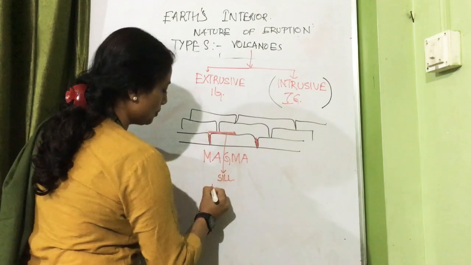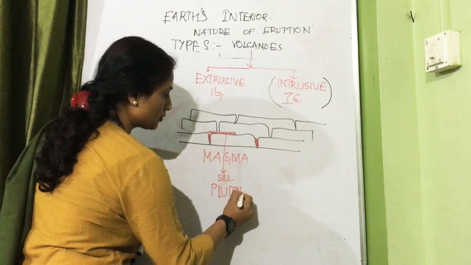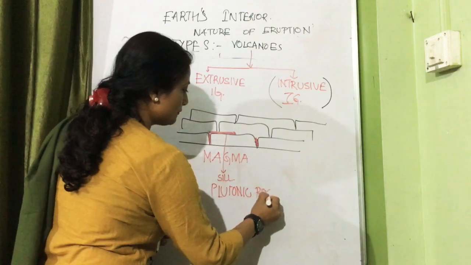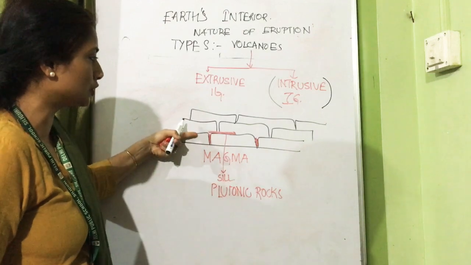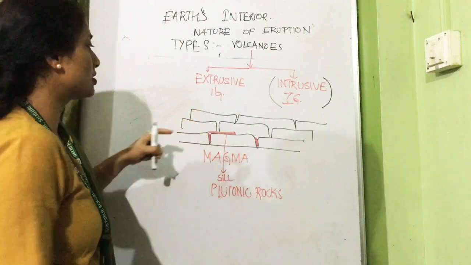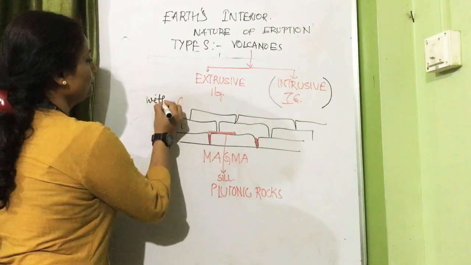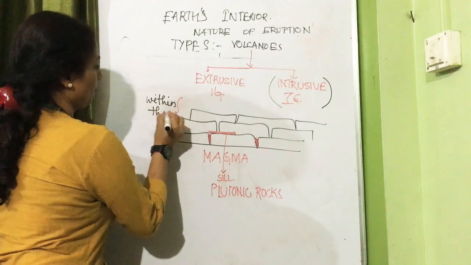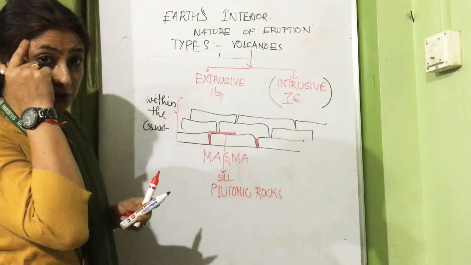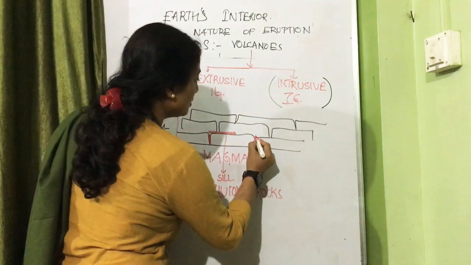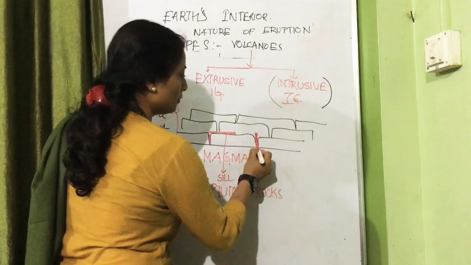this solidification is known as a sill. You will also find the word plutonic rocks, so don't get confused. What are plutonic rocks? Plutonic rocks basically are the rocks which are formed by the solidification of magma beneath the crust or within the crust. Now this was a horizontal deposition, and sometimes you see it will solidify vertically like a pipe or a conduit.